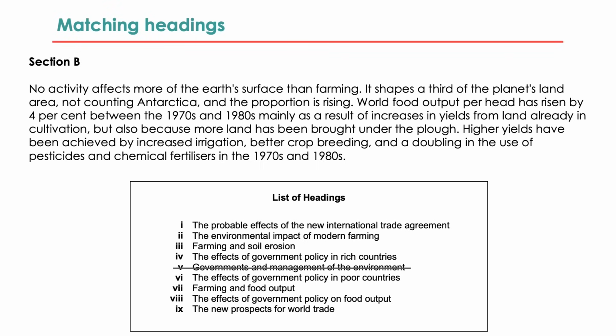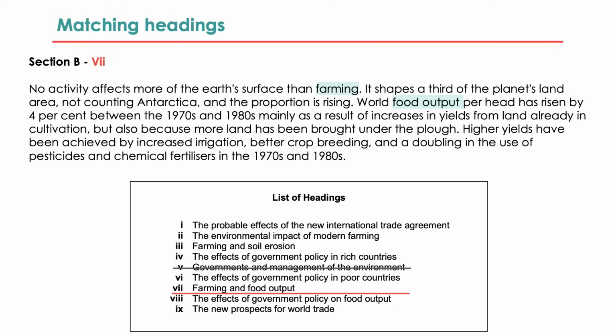Ready? The answer is number 7, farming and food output. In this type of question, I usually just read through each heading one by one. Number 1, the proper effects of the new international trade agreement. So the key words are trade agreement, there is nothing about it. Number 2, the environmental impact of modern farming. We've read about farming. Have we read about the environmental impact? Not quite, but I would say that's a candidate.